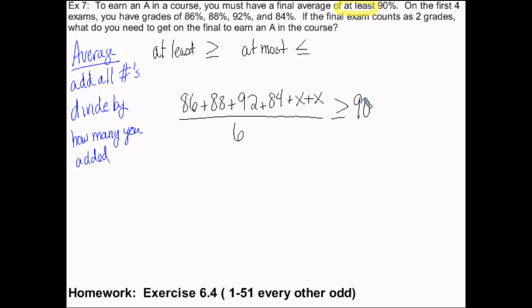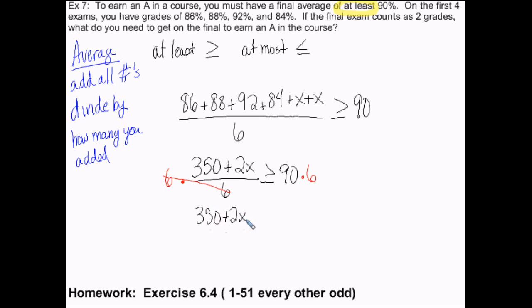Ready? So I'm going to add 86, 88, 92, and 84. So that's 350. And then 2 x's divided by 6 needs to be greater than or equal to 90. Multiply both sides by 6. Those will cancel. So 350 plus 2x needs to be greater than or equal to 540. Subtract 350 from both sides.